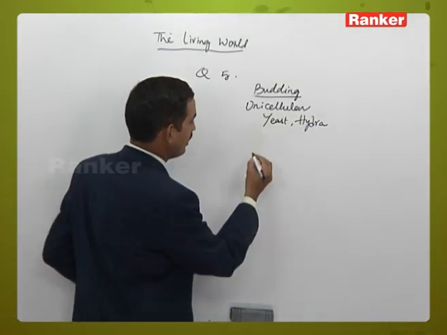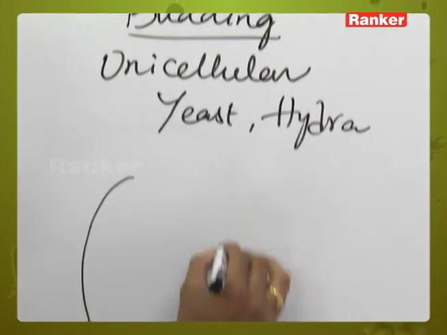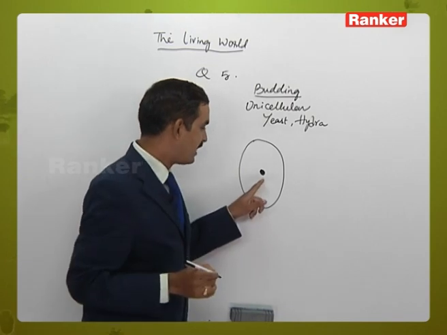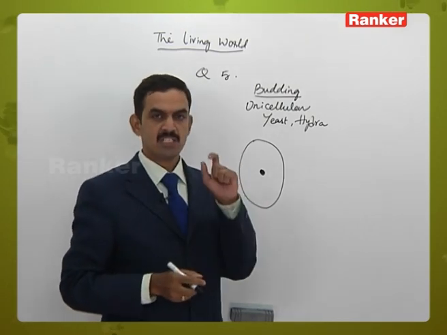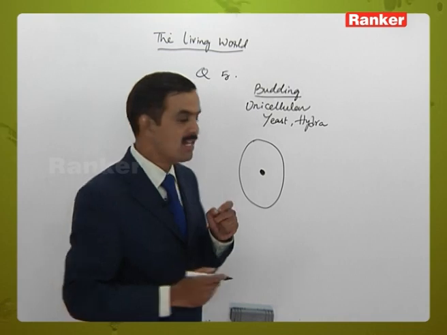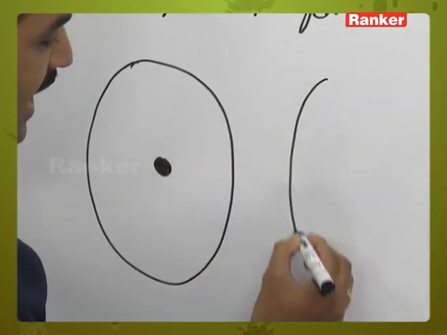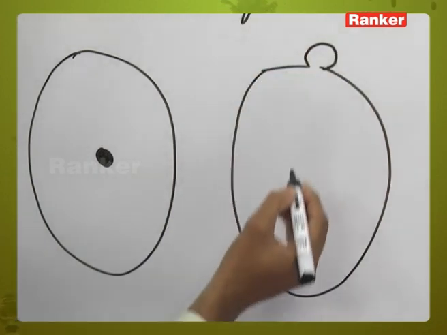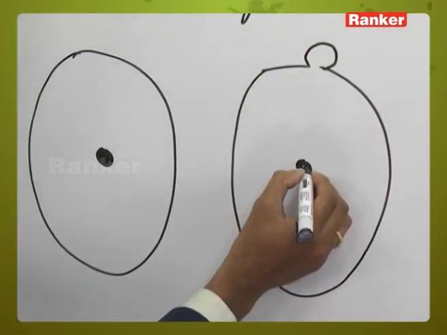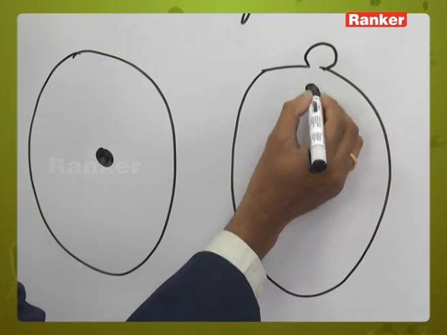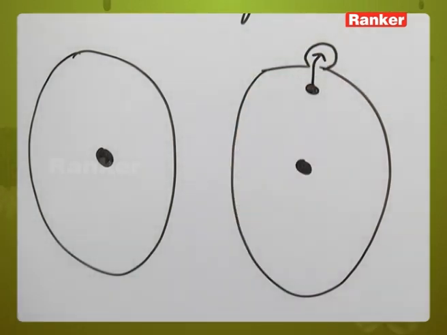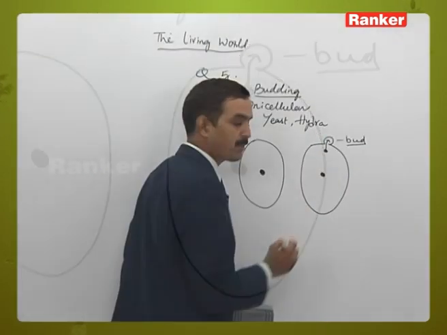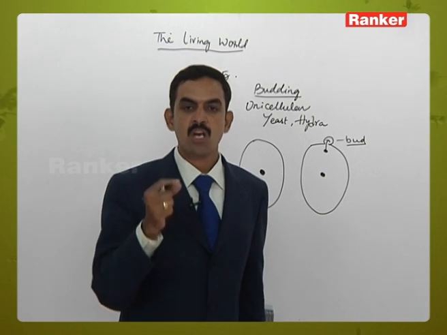If you see, yeast is a unicellular organism in which the nucleus is haploid, and when budding is taking place, the nucleus will divide to form 2 daughter nuclei, and at the same time a small bud-like structure arises on one of the sides of this unicellular organism. Out of the 2 daughter nuclei, one will enter into the bud, and after some time this bud gets separated from the parent and develops into an individual organism.